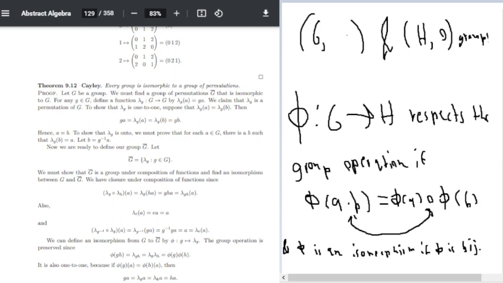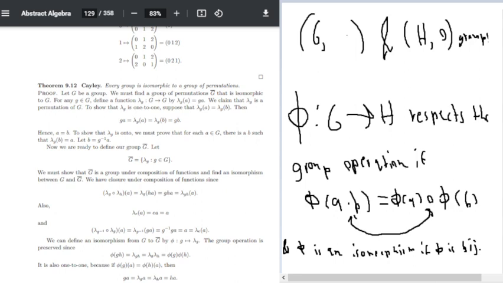To show that lambda g is 1 to 1, suppose that lambda g of a is equal to lambda g of b. Then g a equals lambda g of a equals lambda g of b equals g b. So by left cancellation, we have that a is equal to b. To show that lambda g is onto, we must prove that for each a in G, there is a b such that lambda g of b is equal to a. For this, simply let b equal g to the negative 1 a.